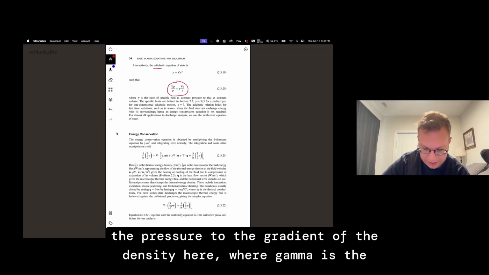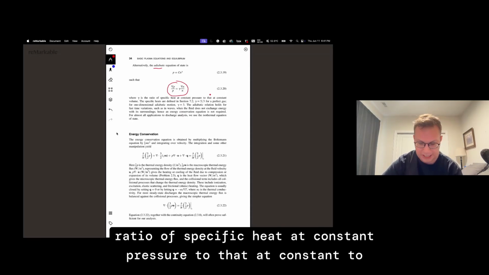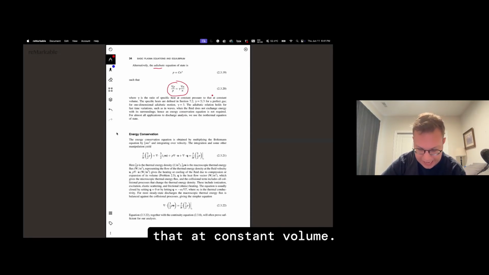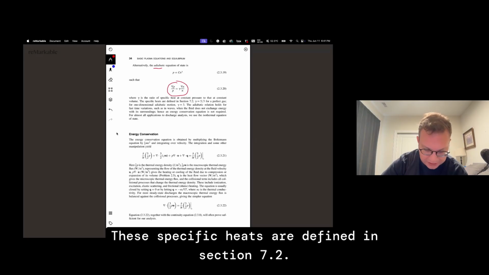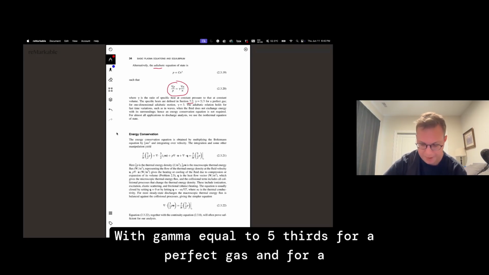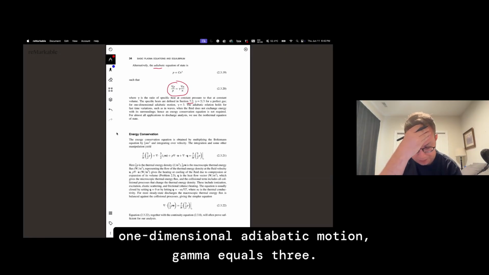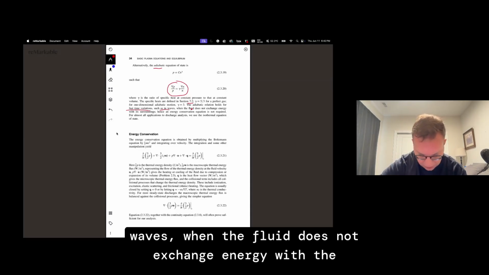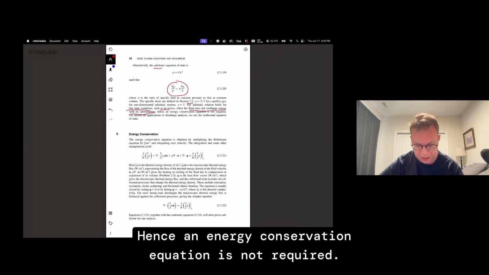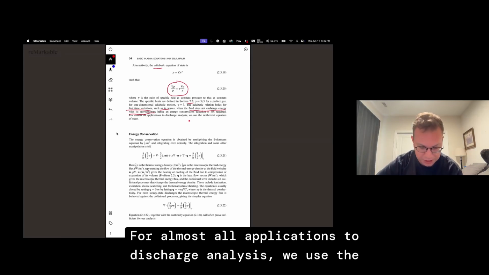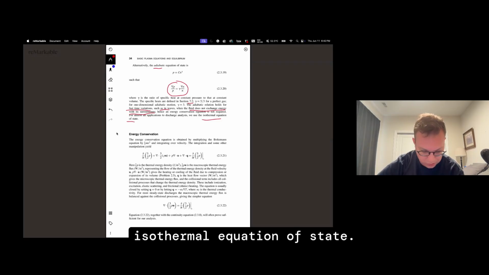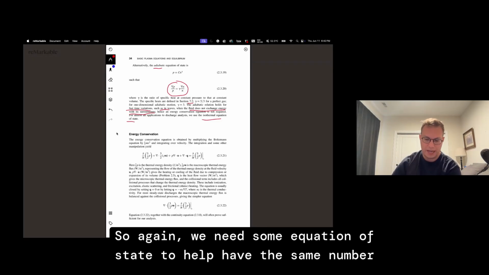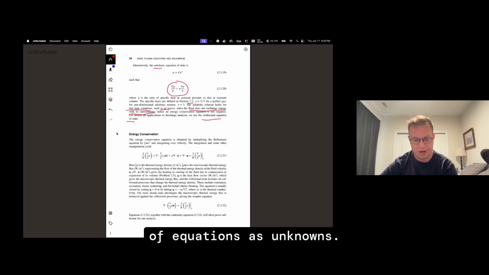the pressure to the gradient of density, where gamma is the ratio of specific heat at constant pressure to that at constant volume. These specific heats are defined in section 7.2, with gamma equal to 5/3 for a perfect gas, and for one-dimensional adiabatic motion, gamma equals 3. The adiabatic relation holds for fast time variations, such as in waves, when the fluid does not exchange energy with the surroundings. Hence, an energy conservation equation is not required. For almost all applications to discharge analysis, we use the isothermal equation of state. Okay. So again, we need some equation of state to have the same number of equations as unknowns.